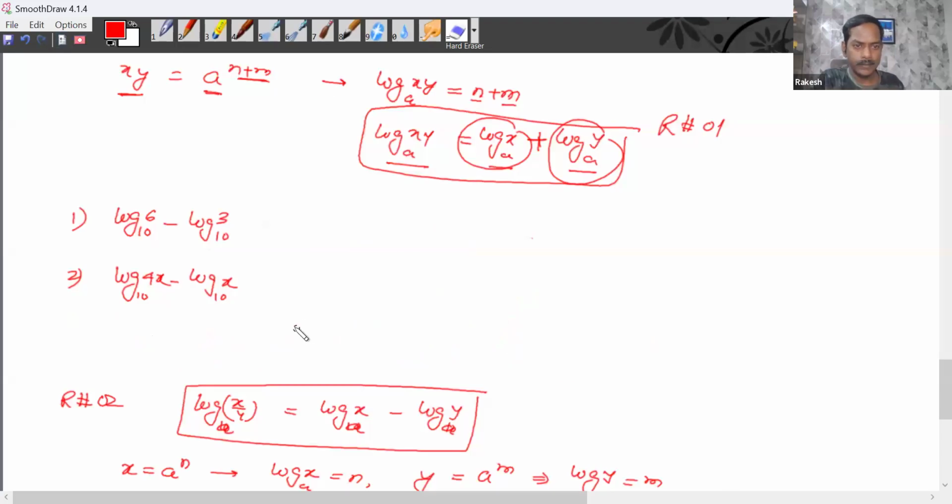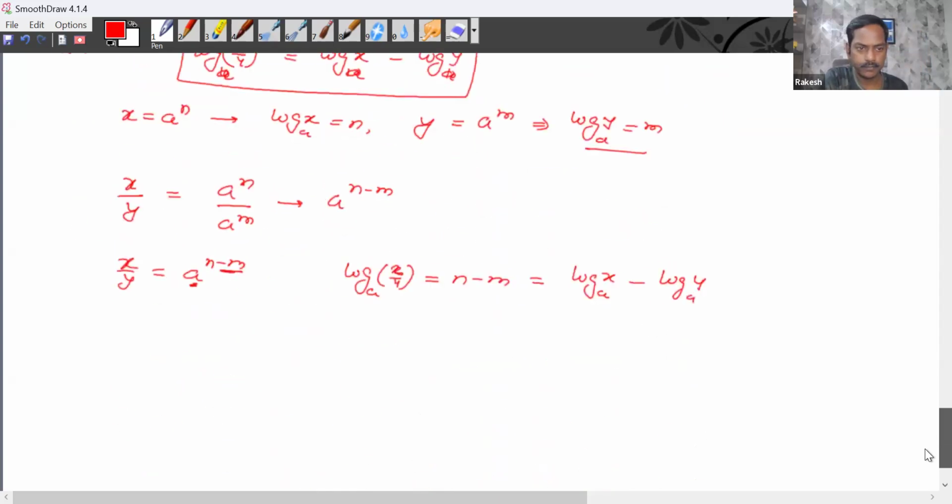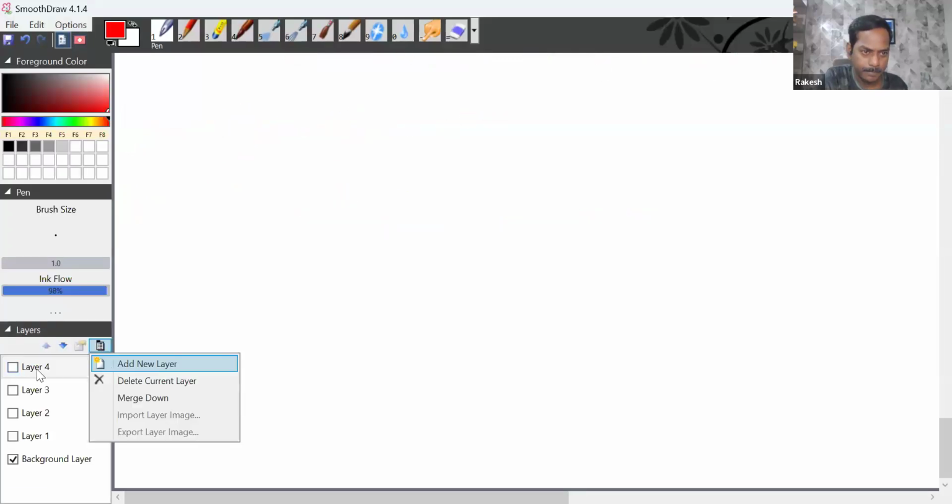Fine. So this is log of x minus log of y with base 10. This is nothing but equal to log of x over y with base 10, which is nothing but log of 2 with base 10. This is the simplification of it. Similarly here, it would be log of 4x divided by x with base 10. So x will get cancelled out, so we'll be getting log of 4 with base 10. This is the application of rule number 2 when there is a minus sign. For plus sign, we have to apply rule number 1. Good enough, right? Okay.